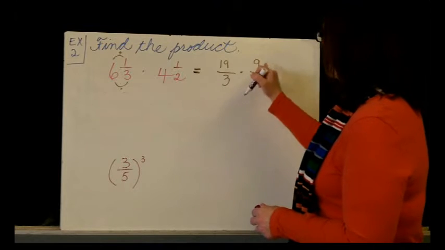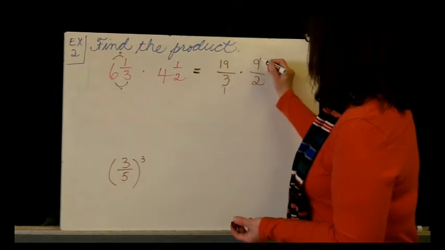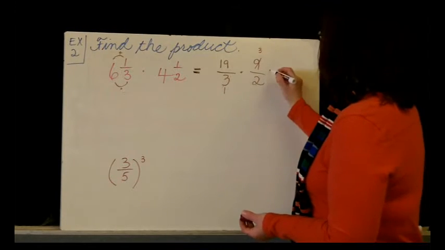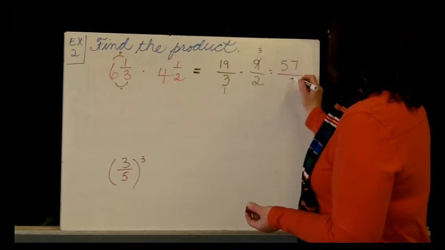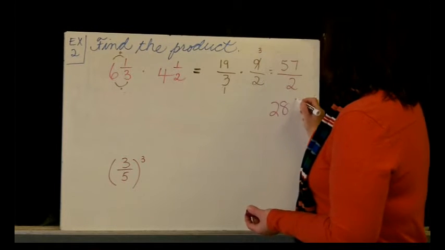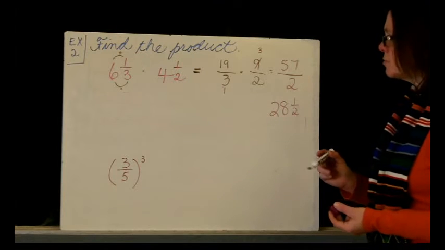Here we have a 3 and a 9. We can. 3 goes into itself once. 3 goes into 9 3 times. 19 times 3 is 57. 1 times 2 is 2. 57 over 2 simplifies to 28 and a half, and that's our final answer.